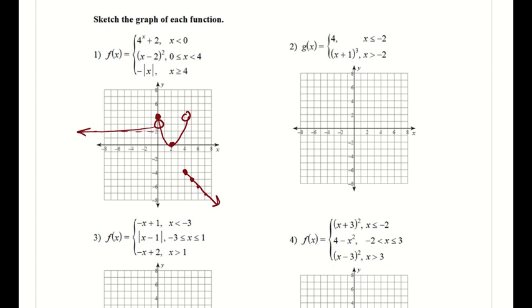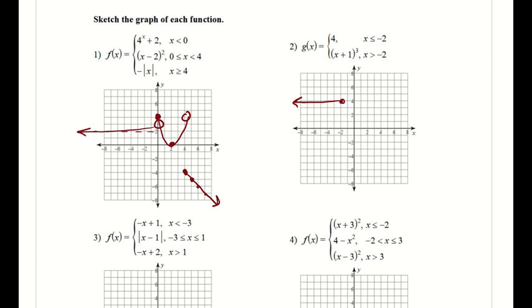Now moving over to this one. So when x is less than or equal to negative 2, y is equal to 4. So we find negative 2, and then it's just a horizontal line.